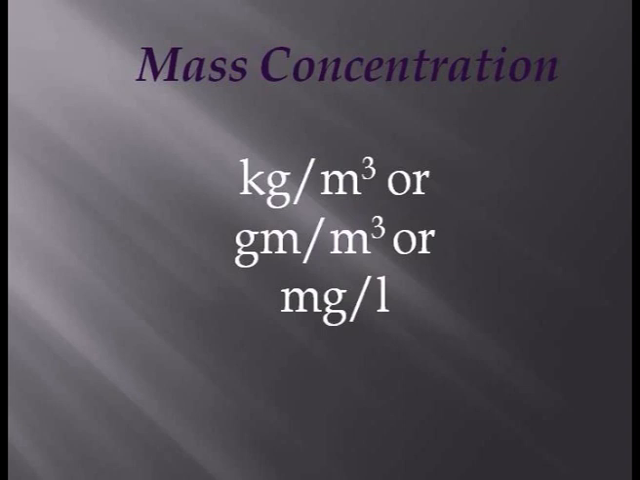Second is the molarity. Molarity means the number of moles of solute dissolved in 1 cubic meter of water, so moles per cubic meter of water. We can also call it millimole per liter, which is the unit for the representation of molarity. Another unit is the mass concentration, meaning kilogram per cubic meter or gram per cubic meter or milligram per liter. They are reported as milligram per liter in the mass concentration.